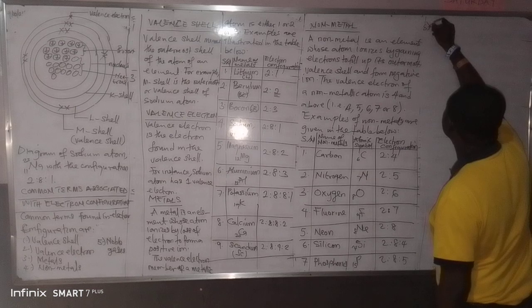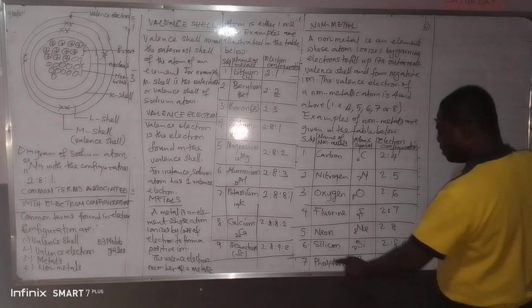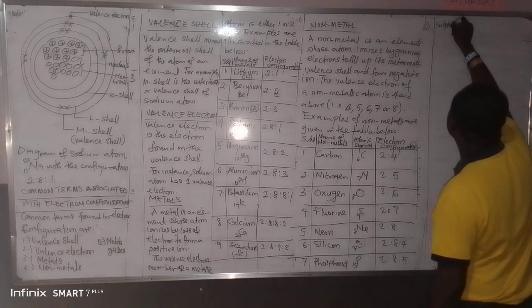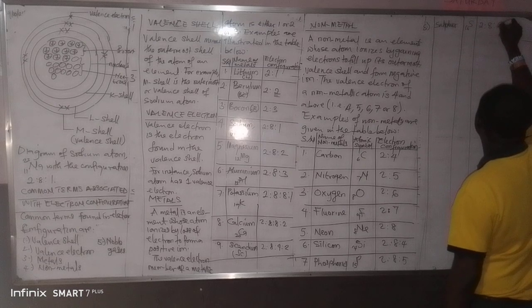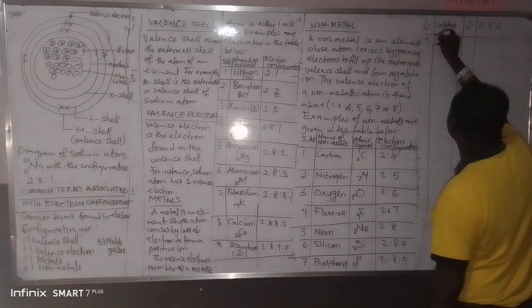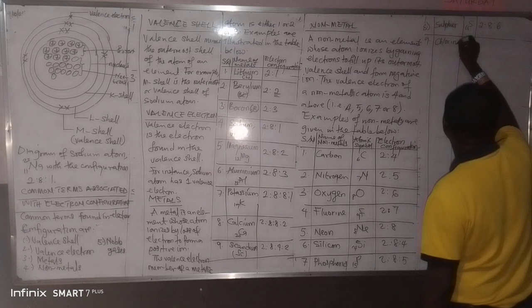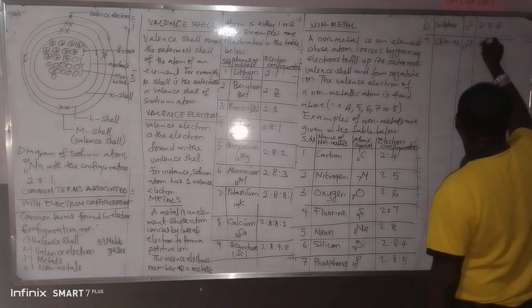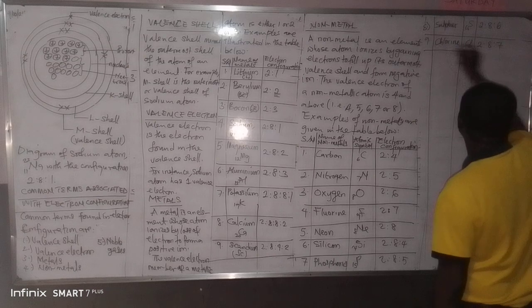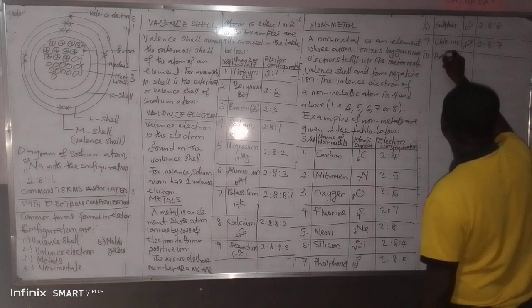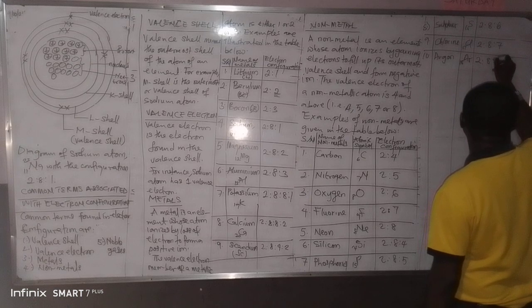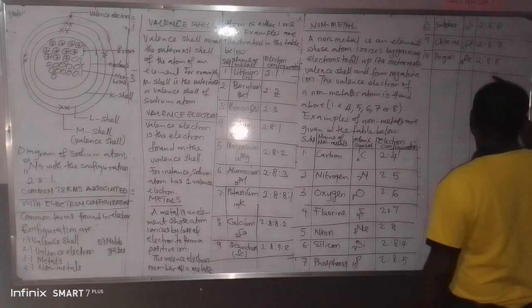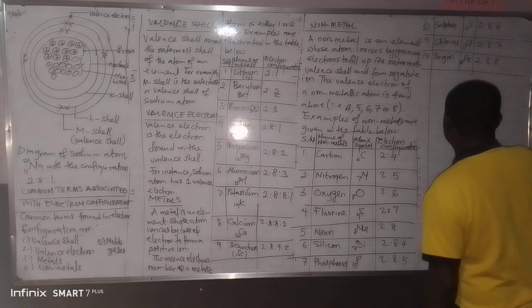Then number 8, we have sulfur, S16. Configuration is 2 to 8 to 6. Number 9 is chlorine, Cl17. That's 2 to 8 to 7. Then number 10, argon, Ar18. That's 2 to 8 to another 8. So that's the end. These are the non-metals we have.